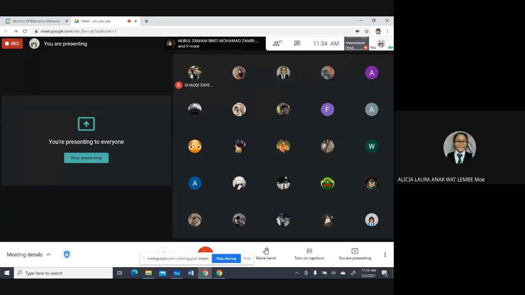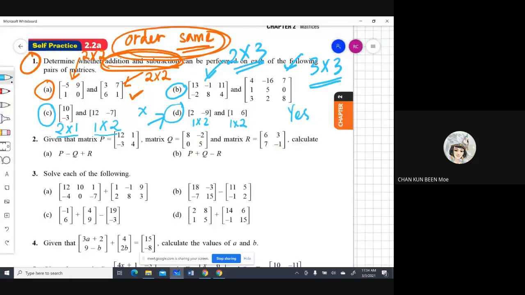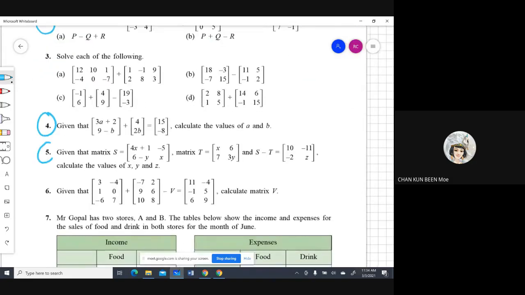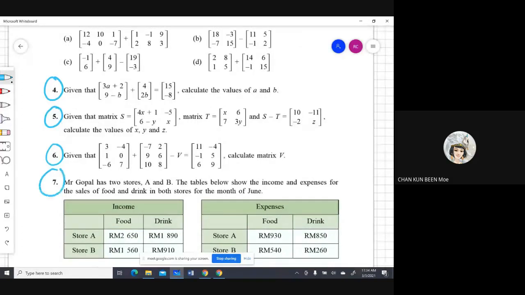I'm going to make it short and simple today. I'm not going to continue with the multiplication. We are going to do that in the next lesson, that is on Friday. For the lesson today, this is what I want you to do. Mark it down in your textbook. I want you to do question number 2, number 4, number 5, number 6, and also number 7.